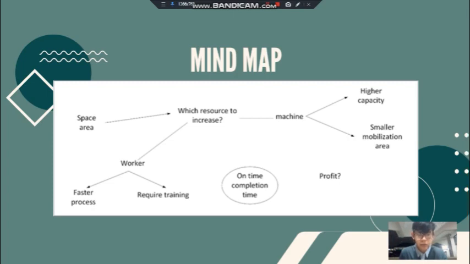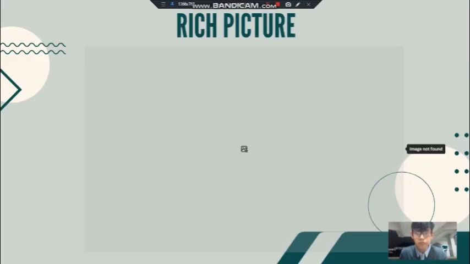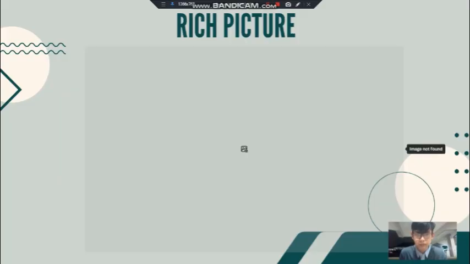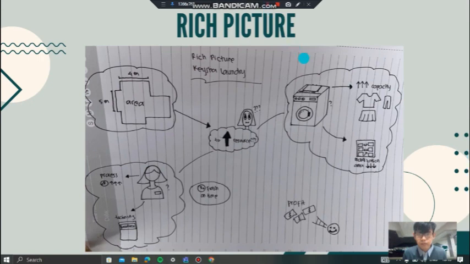By this decision, we want to achieve higher profit and hope that the completion is done on time. And for the last part is the rich picture. So this is the rich picture to visualize our map.